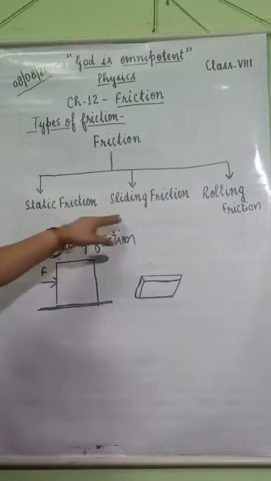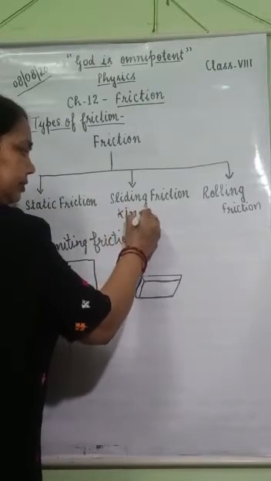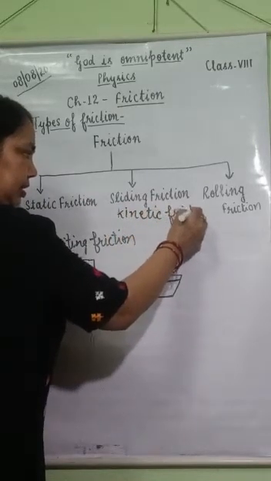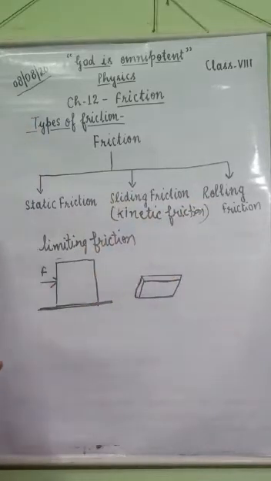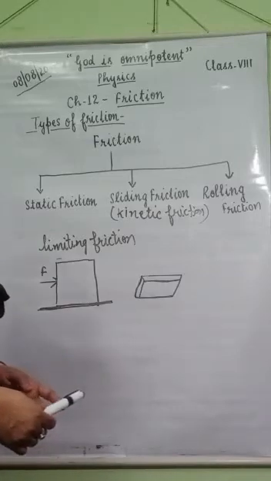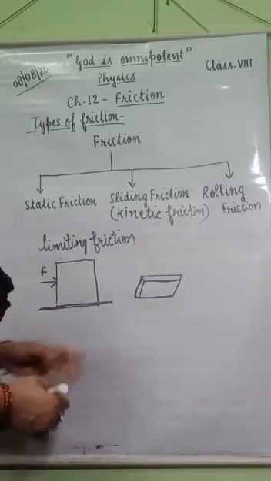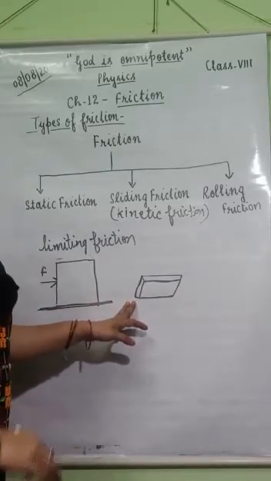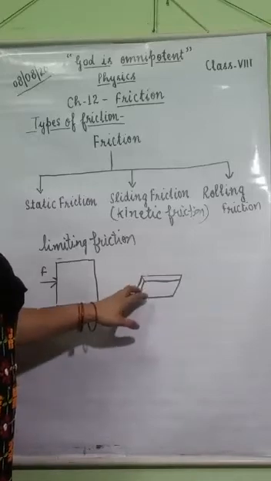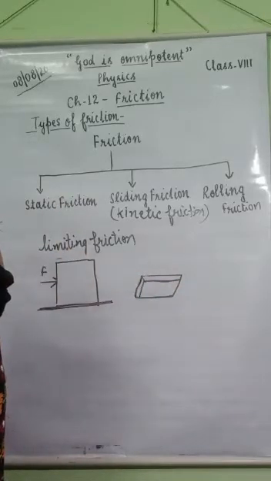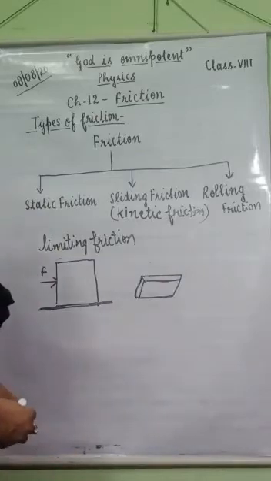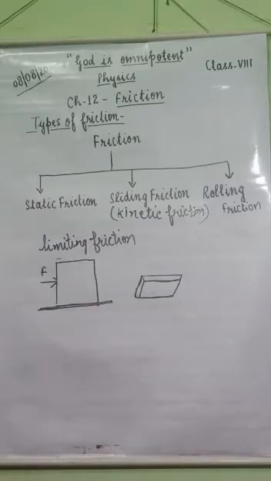And next is sliding friction. It is also known as kinetic friction. This is the force of friction between two surfaces in contact when one of them slides over the other surface, and this is known as sliding friction. When you push a book put on the table, it slides over the surface of the table. So this is sliding friction, in which one object slides over the other surface.